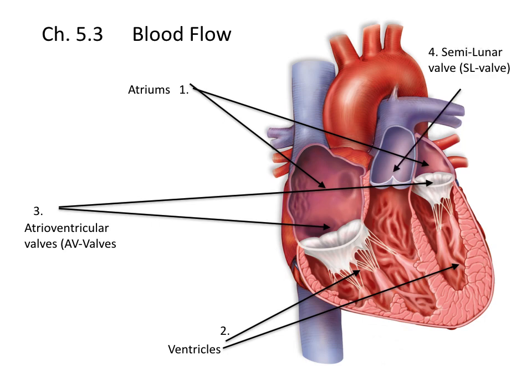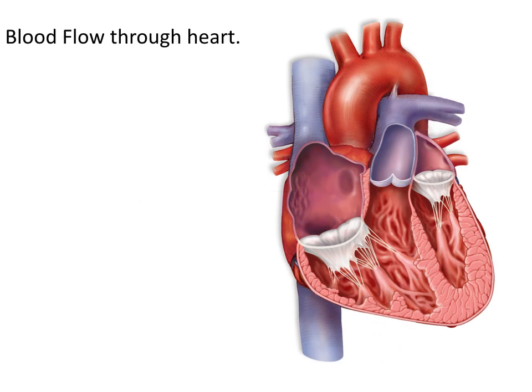There's one more valve, which is the semilunar valve, right? Which, when the blood is leaving the heart, prevents the backflow. So you have the atriums on top, the ventricles, the AV valves, and the semilunar valve. So now we're going to discuss how blood moves through the heart.